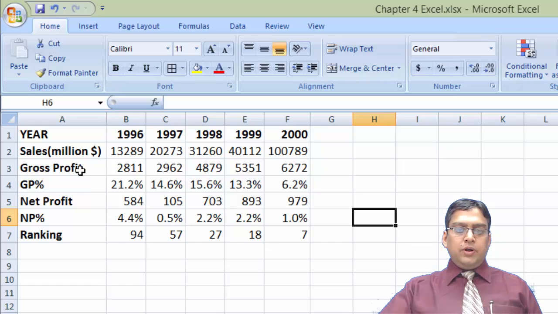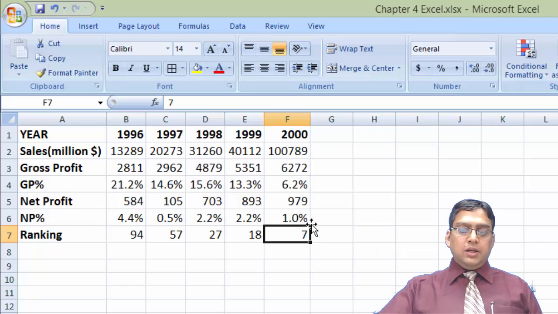Sales, gross profit percentage, net profit, net profit percentage, and rank. Rank is, first rank is 94 and last rank is 7. That is a better than first rank. And gross profit percentages decreased and same net profit percentages decreased. To find out the conclusion, we use charts.